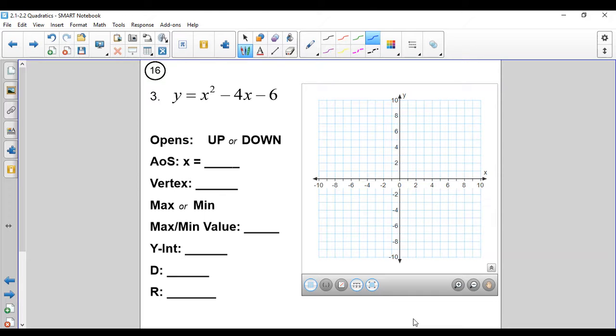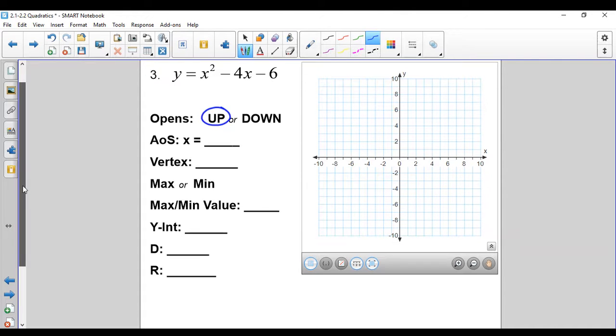Easy stuff is this. We can tell if it opens up just by glancing at it. It opens up because the A value is 1, so we're good. Because it opens up, we know we have a minimum. I don't know what that minimum value is because I don't have my vertex. The y-intercept is the easy thing to find in standard form. That is 0, -6. Domain is easy in any form. It is all real numbers always.